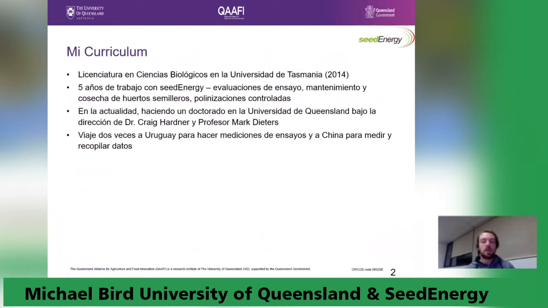So I'll begin with a bit of background about myself. I attained a Bachelor of Science majoring in botany at the University of Tasmania, completing my honours in plant science the following year. I have been working for SeedEnergy for 5 years now, starting directly after my honours. During my time working at SeedEnergy, I have been involved in trial assessments, orchard maintenance and harvesting, and control pollination programs in multiple eucalyptus species.